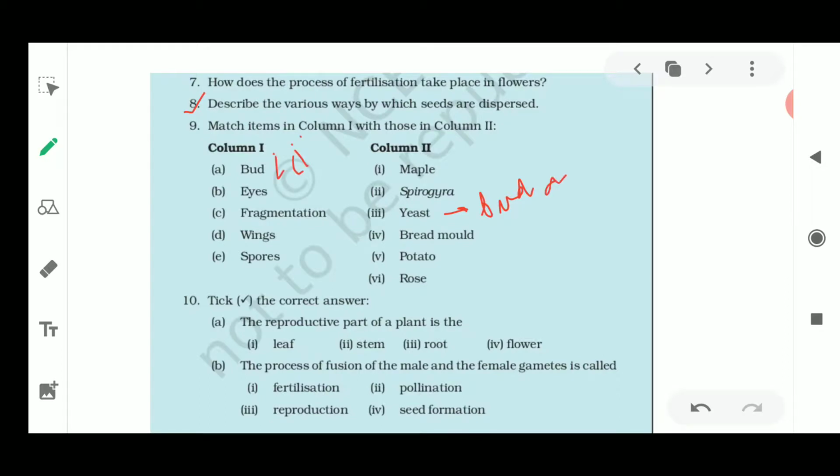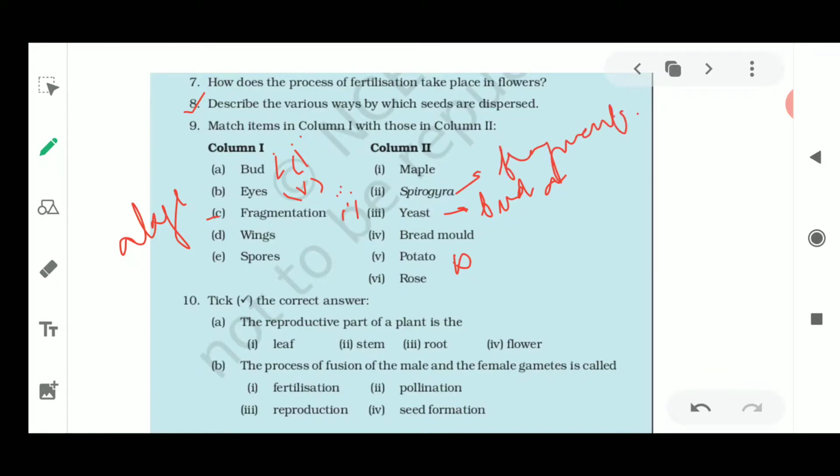Okay, this is A. Next is eyes. Eyes are present in potato, so you will write down fifth. So eyes will be potato. The next is fragmentation, and what is it? Fragmentation is the process of asexual mode of reproduction in algae. So let's find out which one is algae here. Maple is not an alga, Spirogyra is an alga. So you'll join this with second. Okay, so Spirogyra with fragmentation.